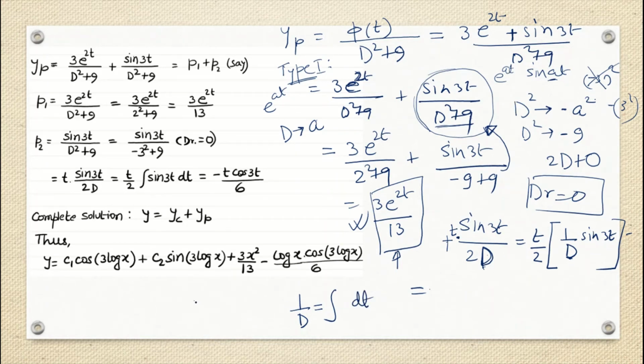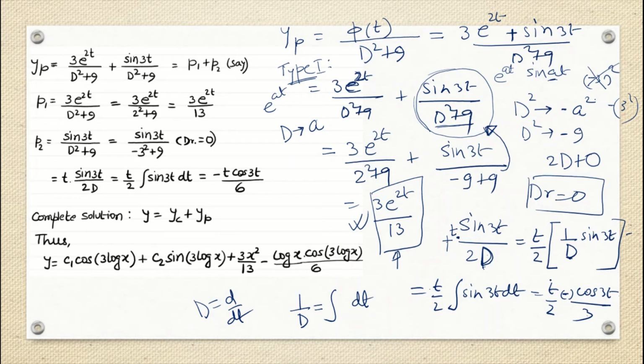Because we know that D is nothing but d by dt, and 1 by D is nothing but integration with respect to t. So here t by 2 I'm just keeping aside, and this is nothing but integration of sine 3t dt. So it will give you how much? t by 2 just aside. So the integration of sine 3t will give you minus cos 3t divided by 3. That means minus t cos 3t by 6.